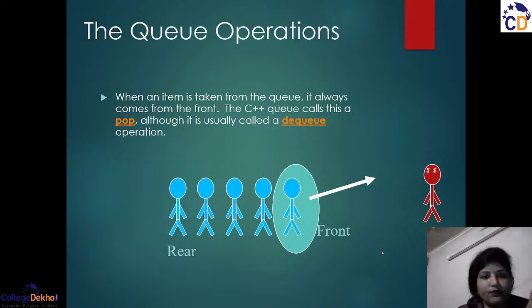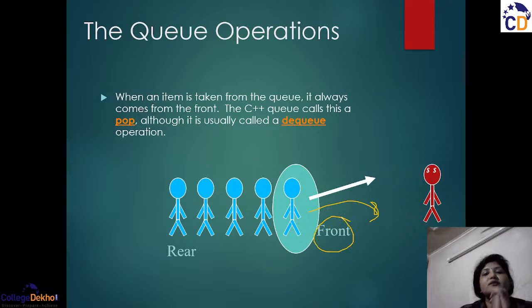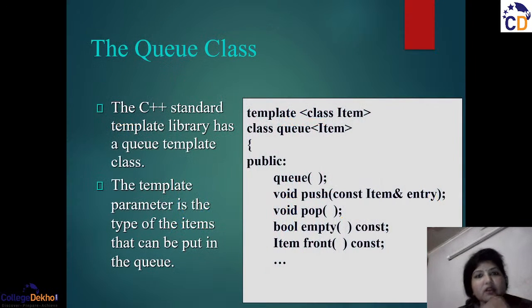Now if we want to pop any element, we will be using dequeue. So when an element is taken from the queue, it always comes from the front. So you are taking out from this part, right, from the front part. And the C++ queue calls this function pop, although it is usually called the dequeue function. Dequeue means you are deleting an item from the queue.